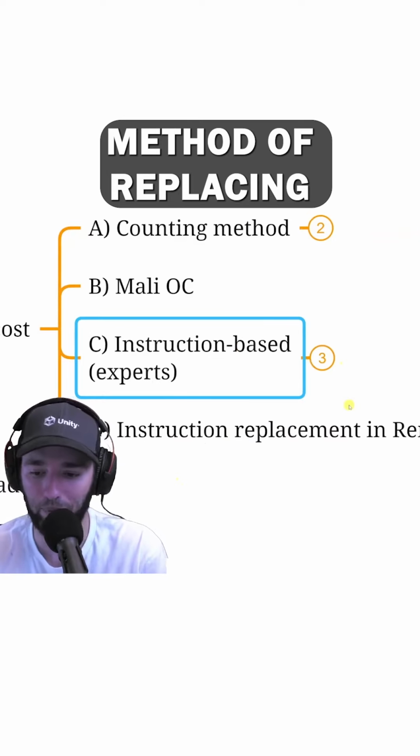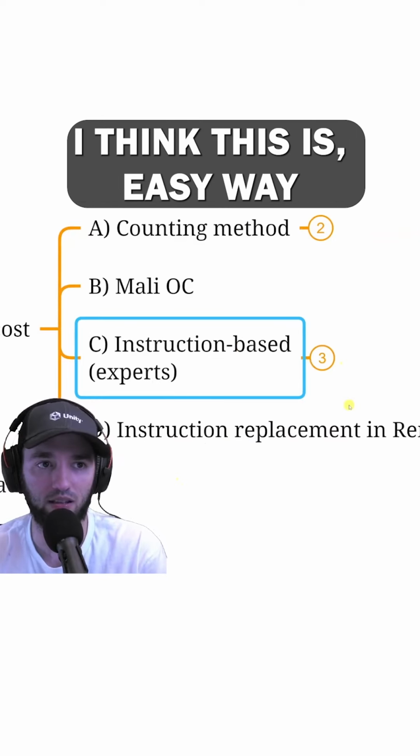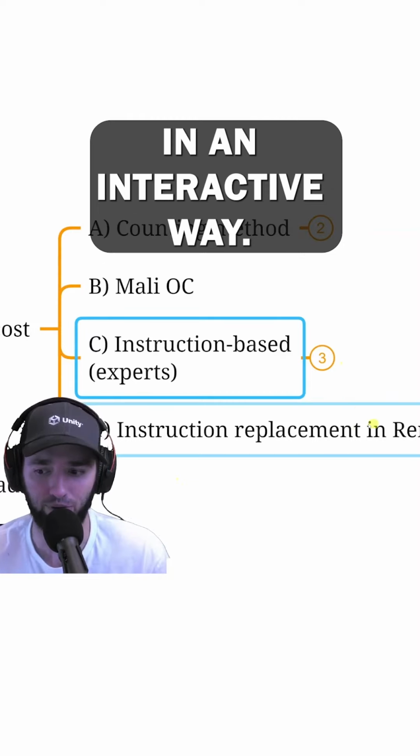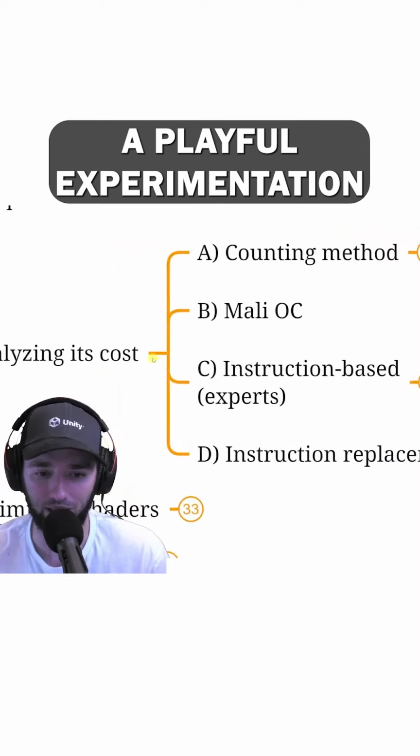And the method of replacing instructions in Datadog, I think this is an easy way to basically locate the cost of your shaders, right, in an interactive way. So this is kind of a playful experimentation technique, which I really like.